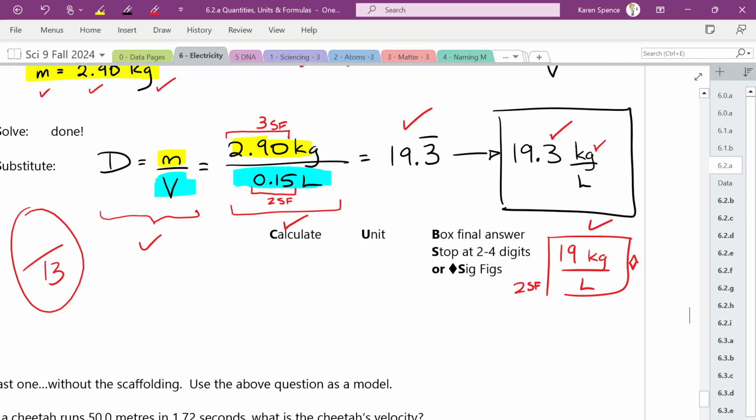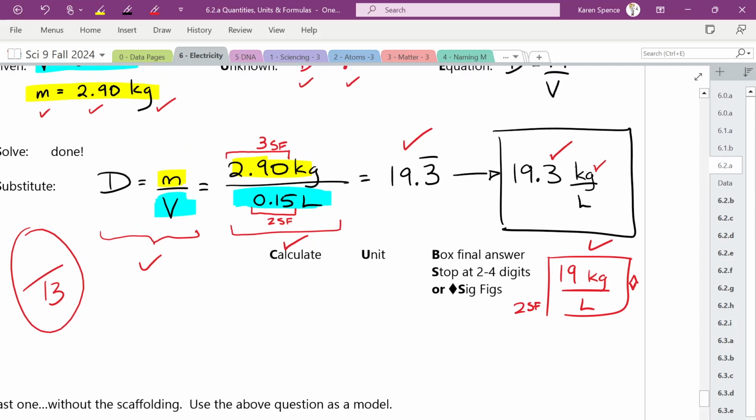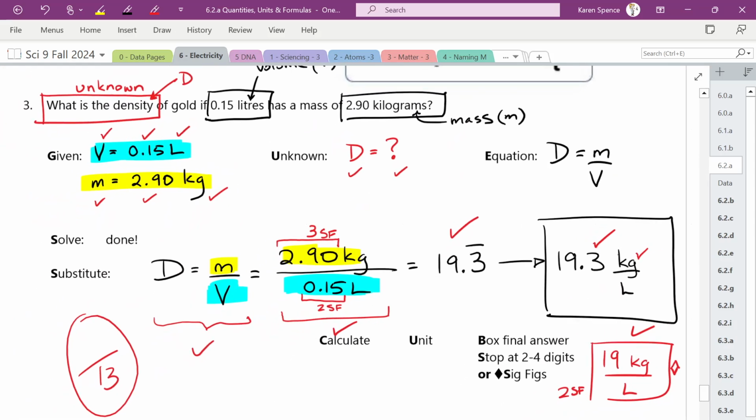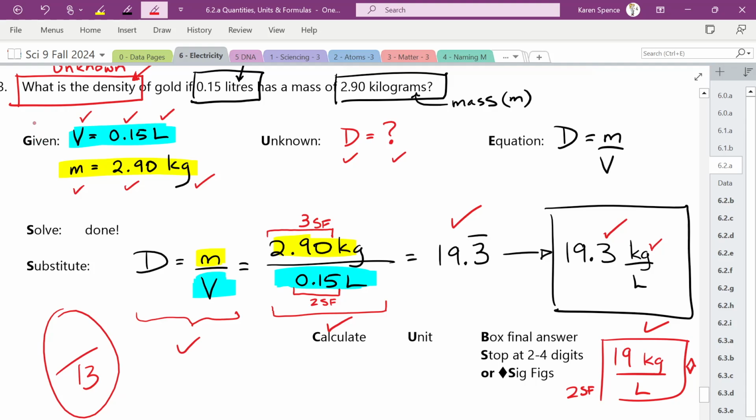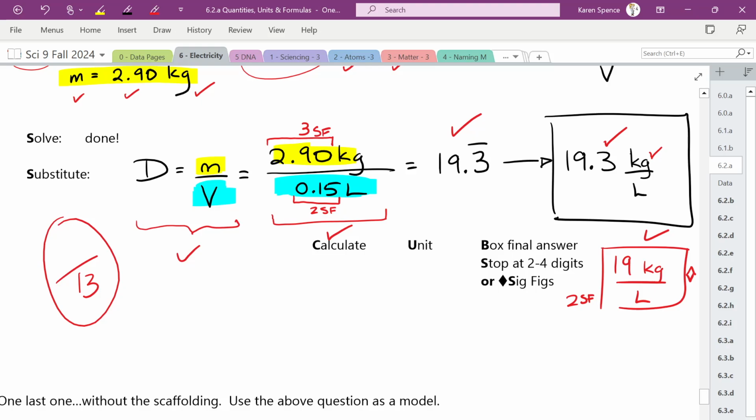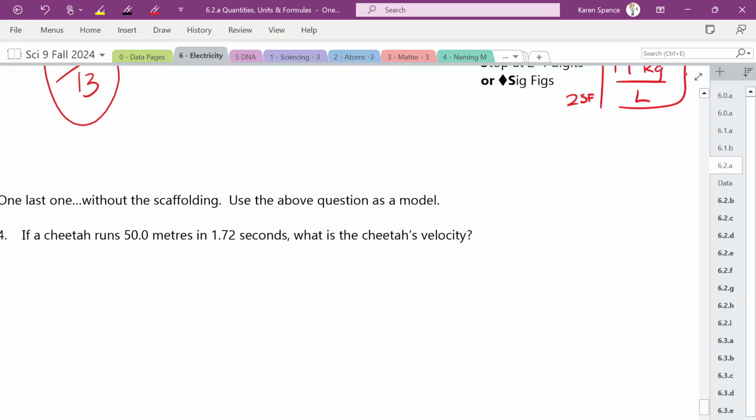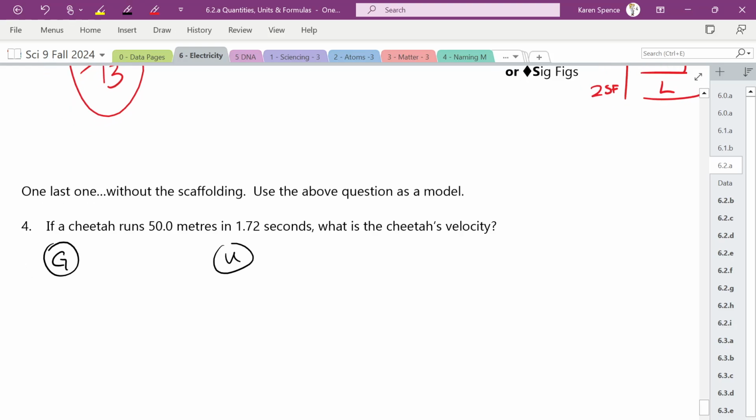We have one last one, and you'll notice that I have gotten rid of writing down, tell me the given, tell me the unknown. I've just left it blank. But you can feel free to be like, I need my given. I need my unknown. Okay? See if you can go through the steps on this next one.